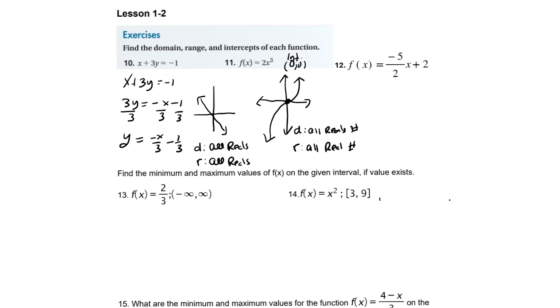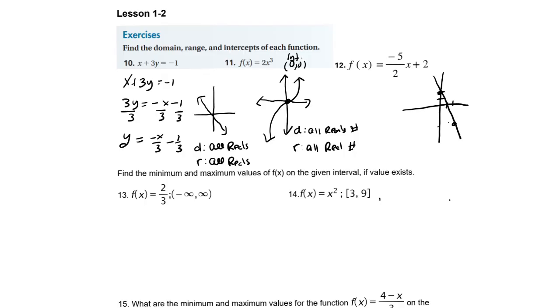Number 12, go ahead and use your calculator. I'm going to kind of sketch it here. And it has a y-intercept of 2. It goes down 5, 1, 2, 3, 4, 5, over 2. And there's a sketch.